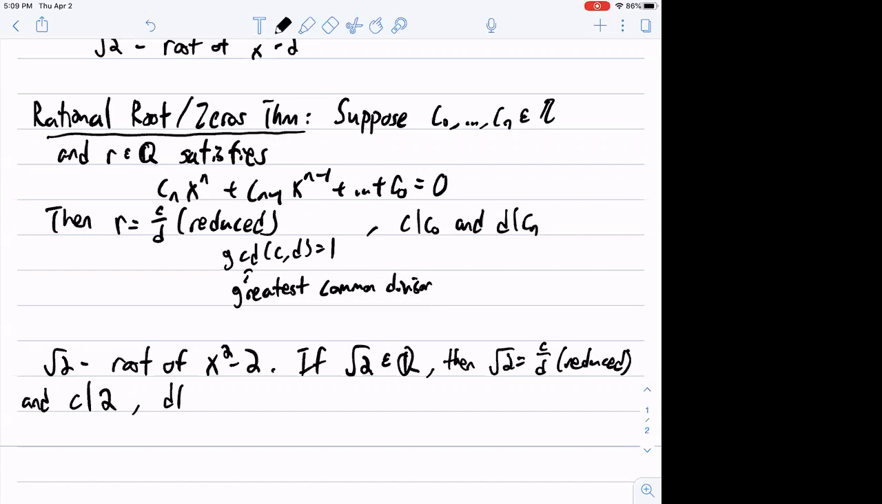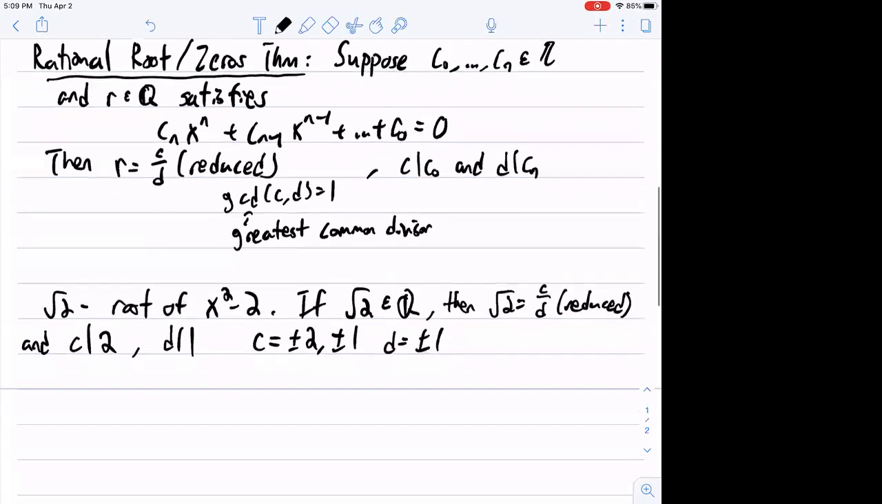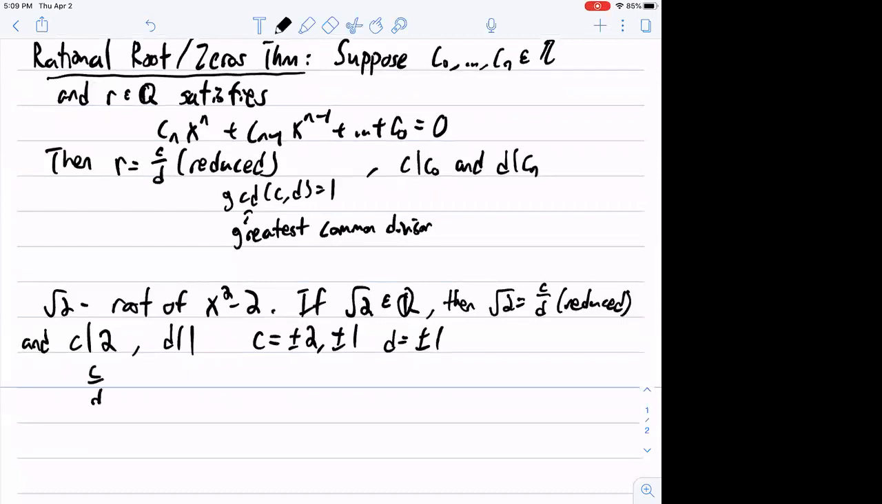Our highest degree is x squared, and the leading term is 1. So basically C is plus or minus 2 or plus or minus 1, and D is plus or minus 1. So C over D can be plus or minus 2 or plus or minus 1. And basically you just plug it in and check.